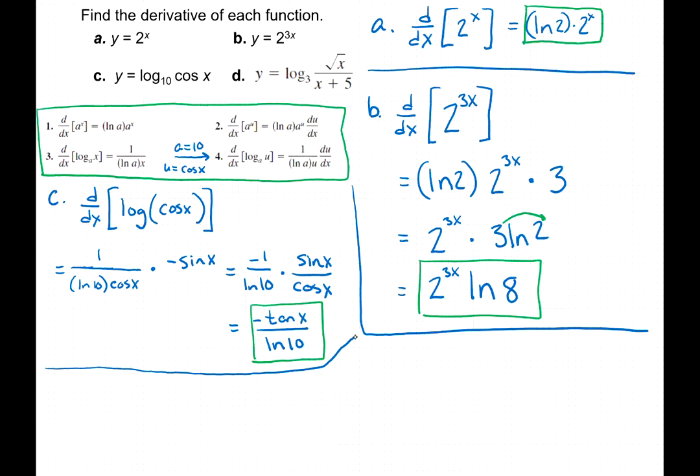Okay, let's see if we could squeeze it all into one screen. For part D, we're looking for the derivative of, well, actually, before we talk about the derivative, let's see if we could simplify what we're taking the derivative of. So before we start doing any calculus, let's do some algebra. The log base 3 of, I'm going to say x to the 1/2 instead of the square root of x, same thing, x to the 1/2 over x plus 5. Now we could apply some log rules to avoid having to use the chain rule and the quotient rule.